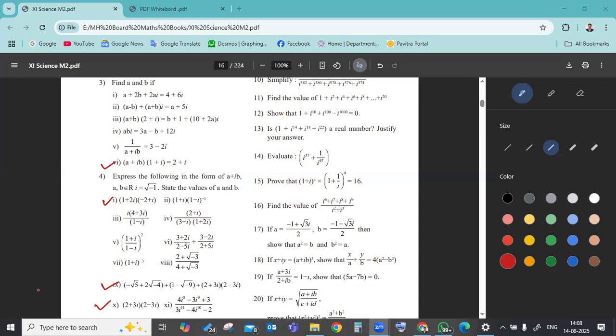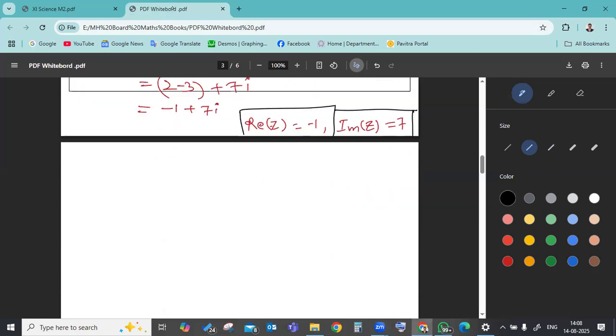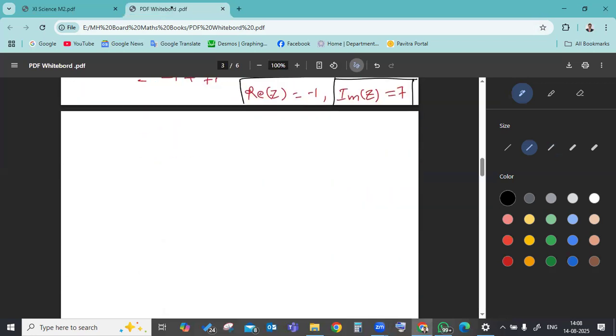No. Okay. Now let me tell you how to divide a complex number by another complex number. Let's do that part. Okay. Division.